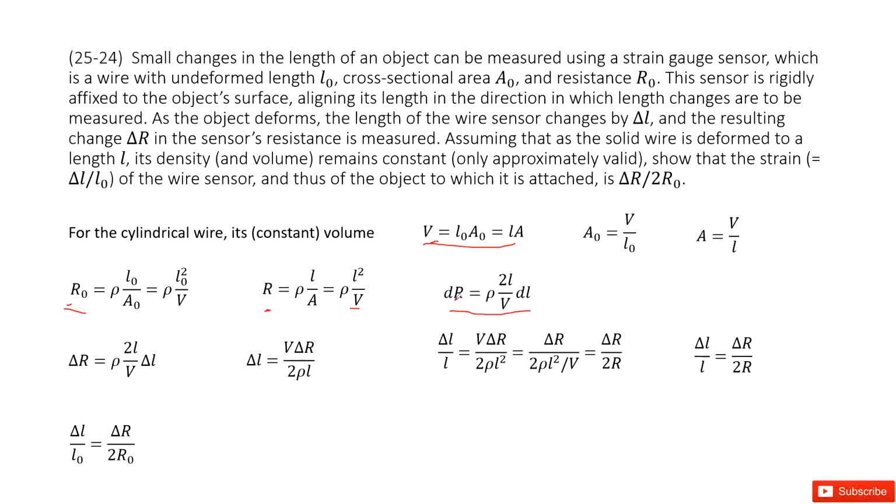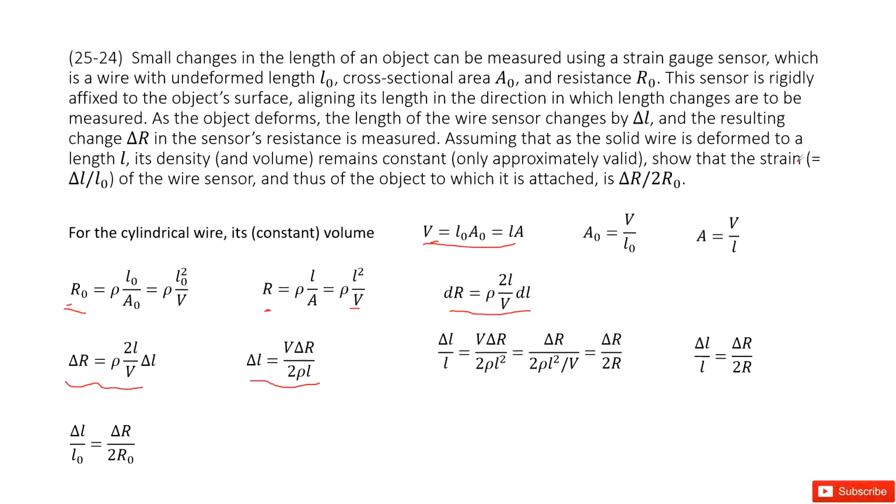So we can consider this dR as delta R, the change of resistance, and this dL as delta L. Agree? Yes. Now you can see, solve this equation. You can get delta L in this term.